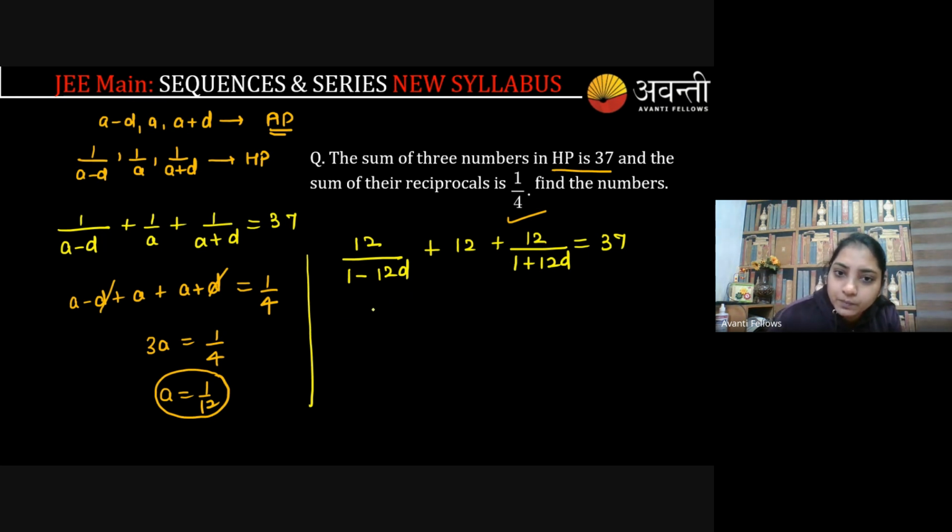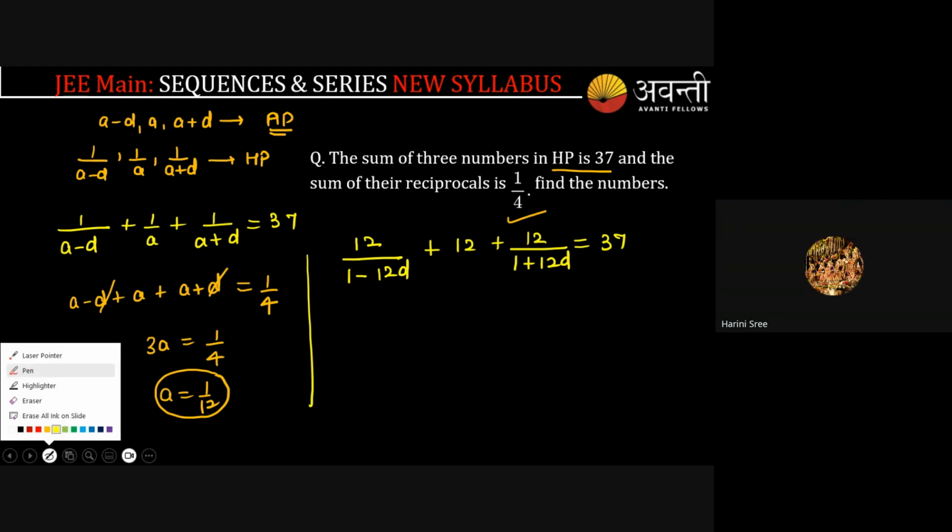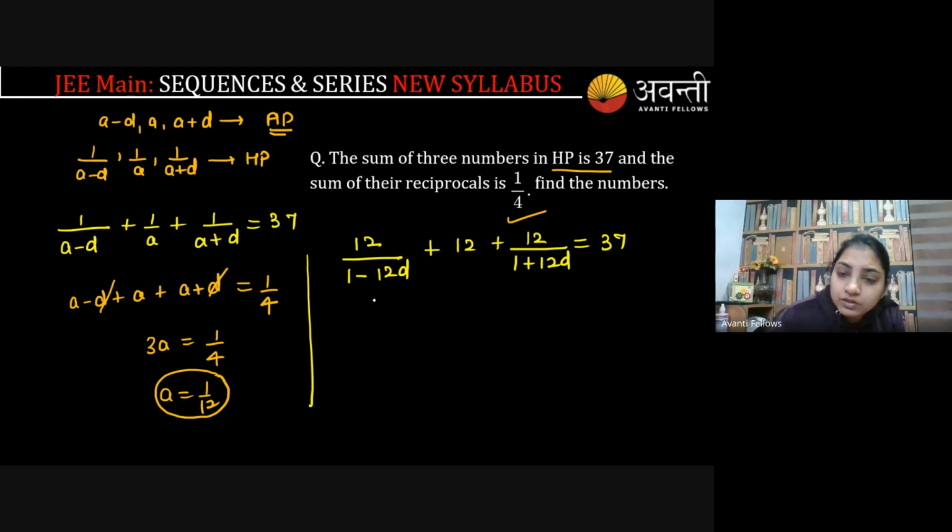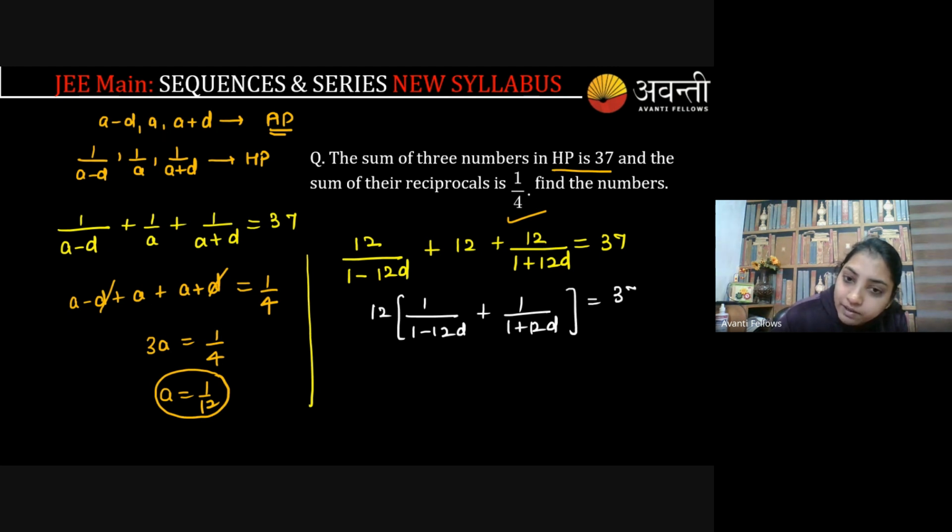Agree? Yes, ma'am. Any doubt? I just put the value of A, take the LCM and solve this part. Will it be okay for everyone? Yes, ma'am. Okay. So it means 12 is taken as common. 1 upon 1 minus 12D plus 1 upon 1 plus 12D must be equal to 37 minus 12.